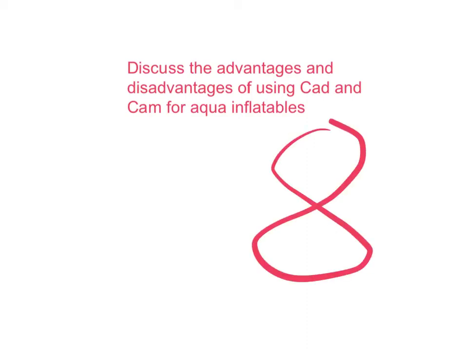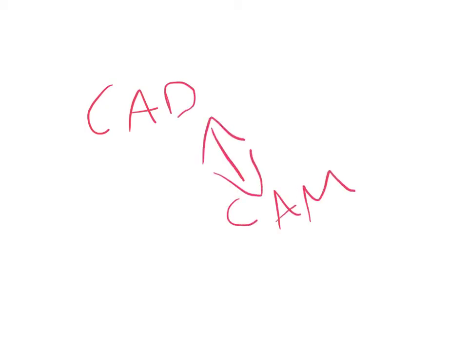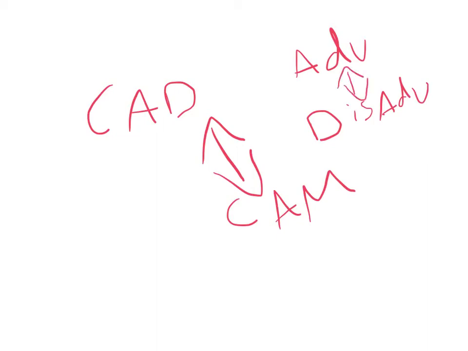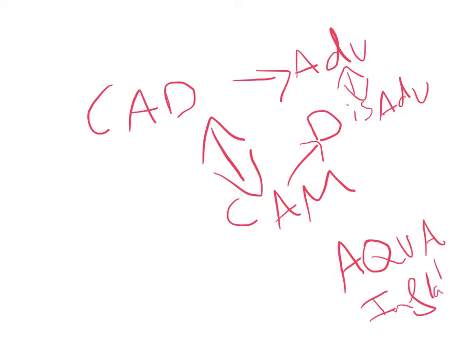If I were going to do this myself, I would start by talking about CAD, then CAM, how they link together, and the advantages and disadvantages of both, going from one to the other for each one, and then I would make sure I always apply it to the case study. So, for example, Aqua Inflatables can use CAD to do this. Aqua Inflatables can use CAM to do this. The reason they may use it to do this is because it's good for this, it's not so good for this, this is an advantage of it, this is a disadvantage of it.